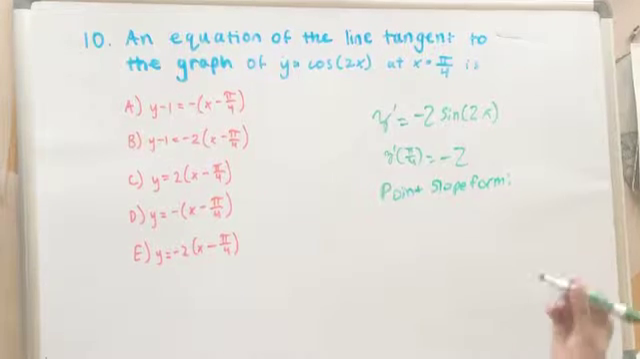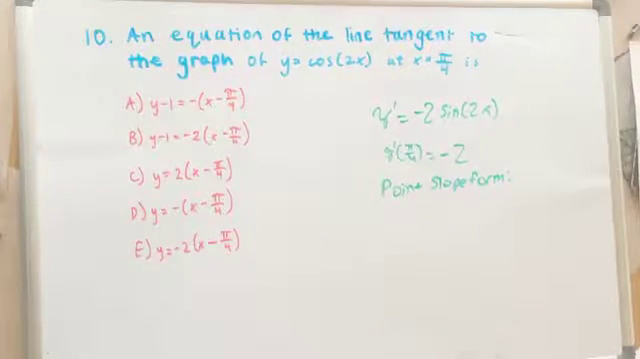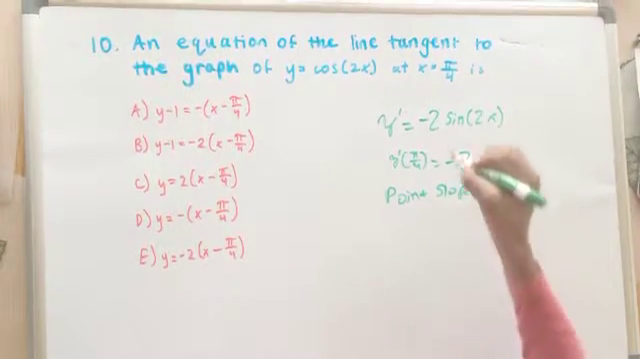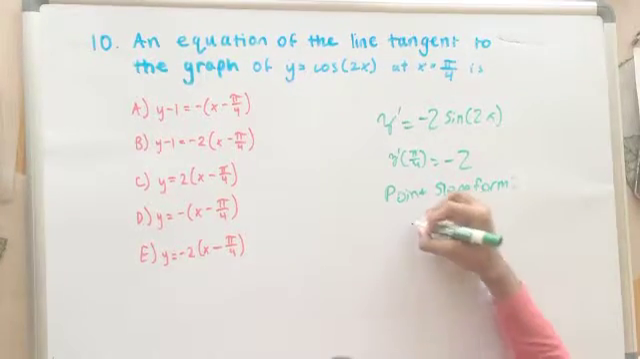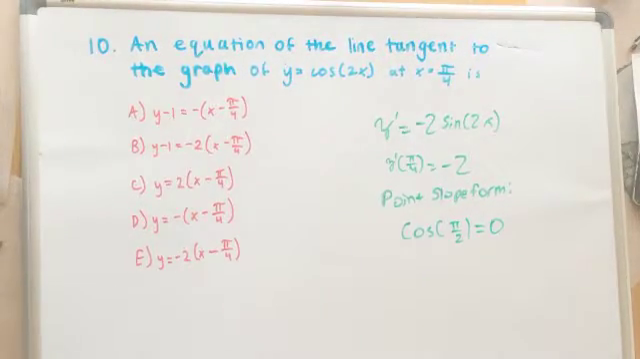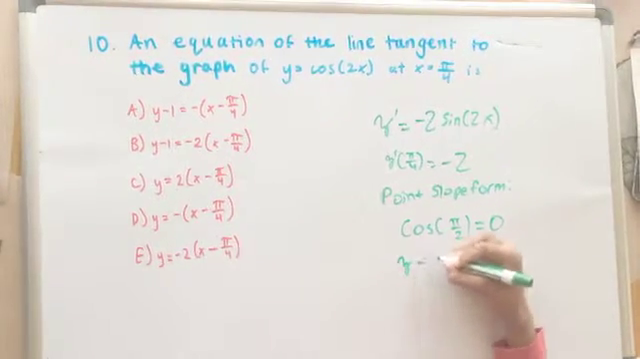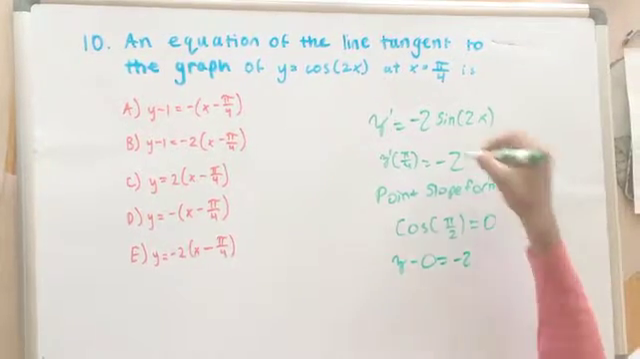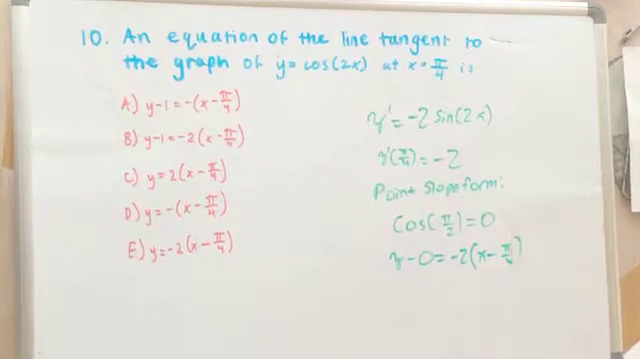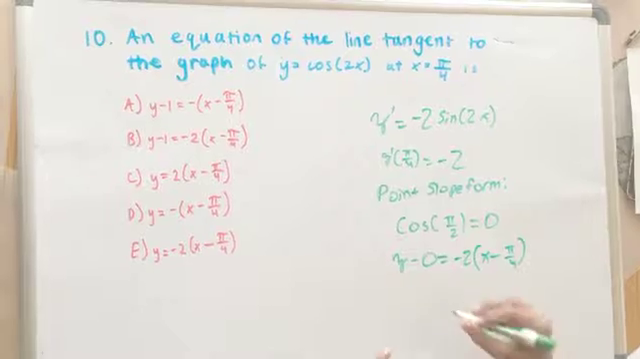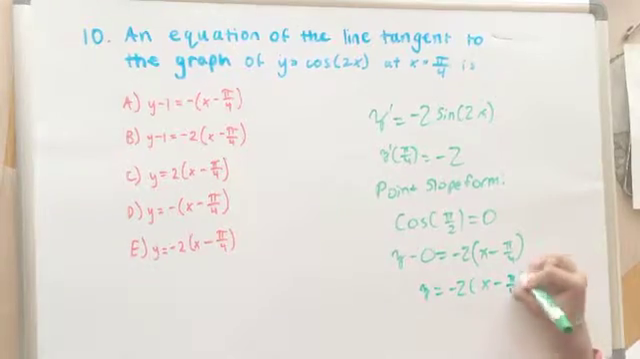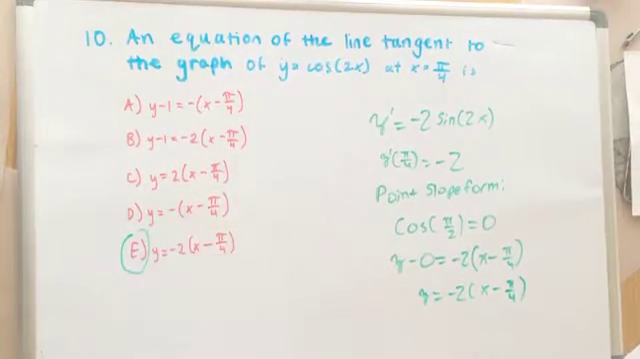And to find point slope form, we first need to find a point, and because we have pi over 4 as our x value, we should find the y value for this. So plugging pi over 4 into y equals cosine 2x would give us cosine of pi over 2, which is just 0. So plugging into point slope form, we get y minus 0 equals -2, because that's our slope, times x minus pi over 4, because that is our x value. So the equation is y equals -2 times x minus pi over 4. And this is option number E, or letter E.